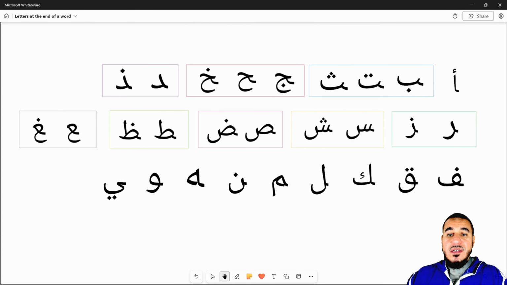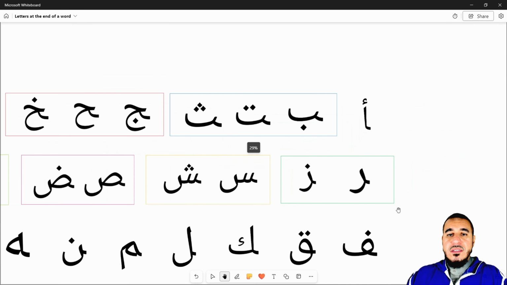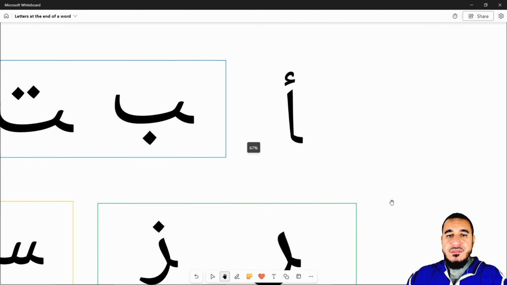In today's class, we're going to be looking at how the letters appear when they are at the end of a word, meaning they are the final letter in the word. So let's start off with the alif.